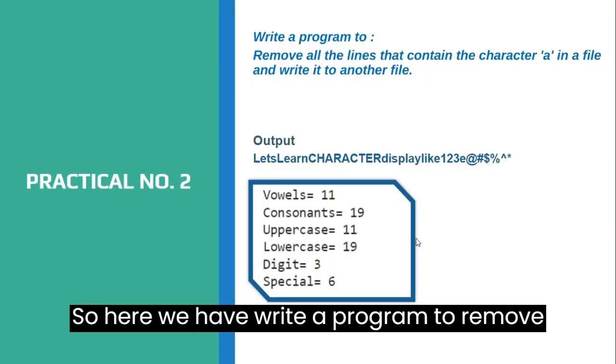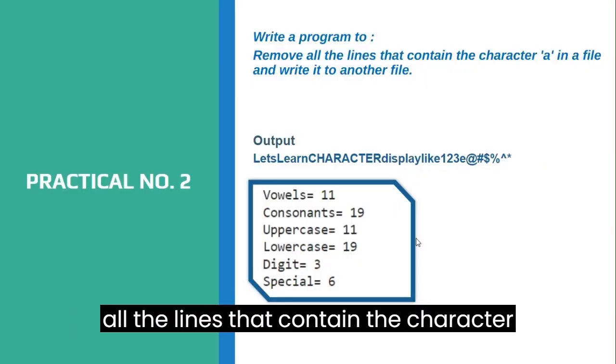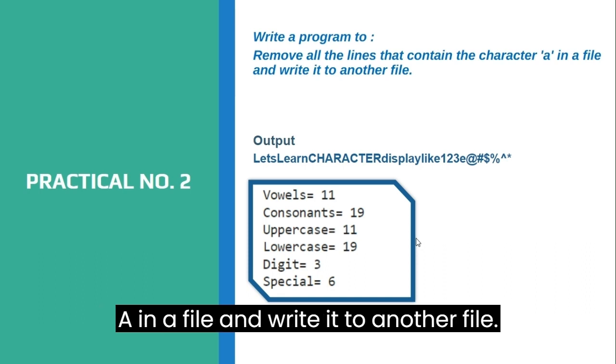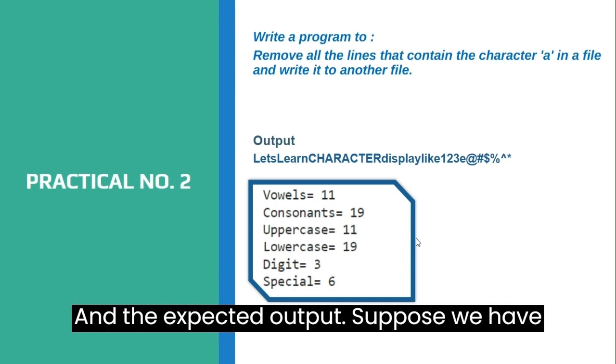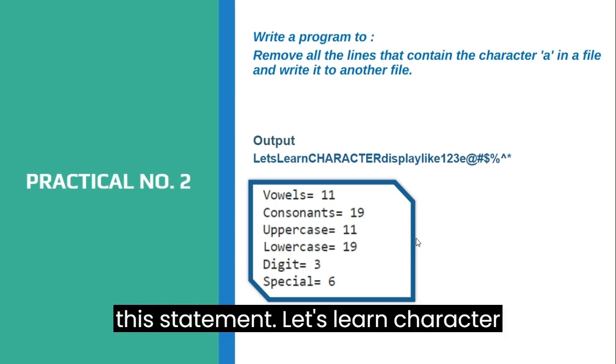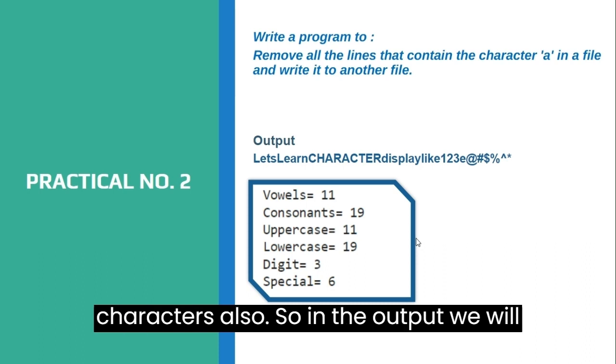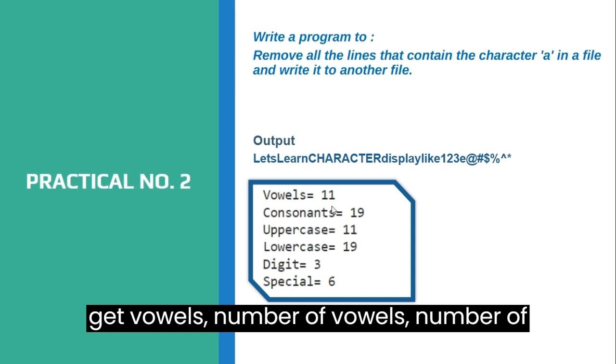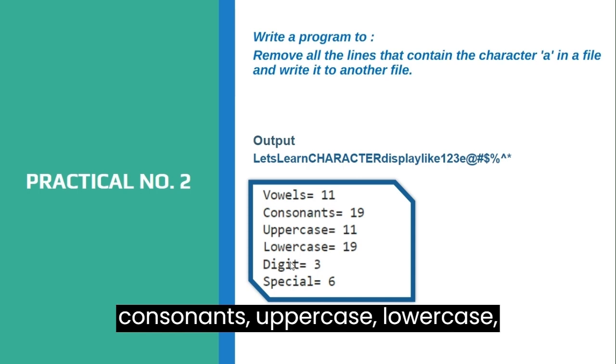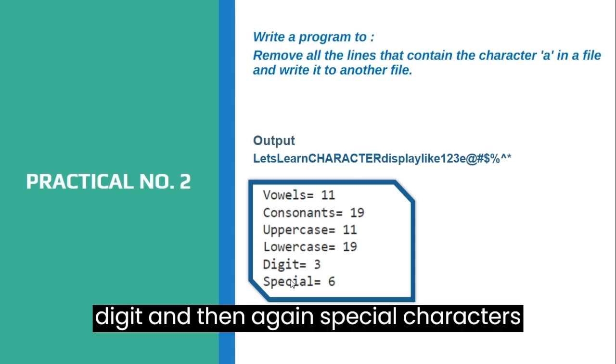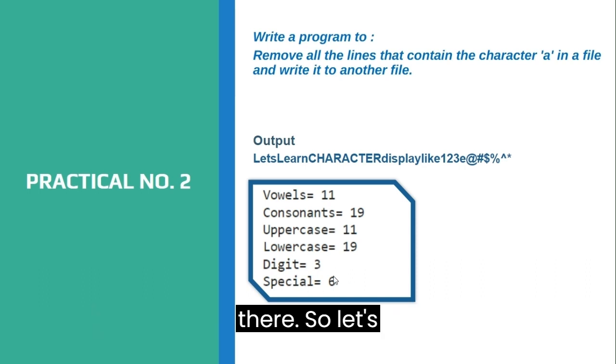Here we have: write a program to remove all the lines that contain the character A in a file and write it to another file. And the expected output: suppose we have this statement, let's learn characters display like, and there are some special characters also. So in the output we will get the number of vowels, consonants, uppercase, lowercase, digits, and then again special characters.